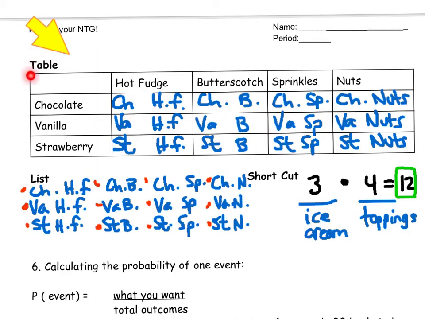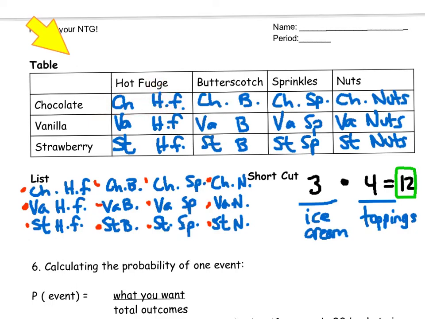Okay, so another way to figure out all of the outcomes is to use a table. Now, I filled out the table partially for you. So on this side, I put the chocolate ice cream, vanilla ice cream, strawberry ice cream. On the top, I put the toppings, hot fudge, butterscotch, sprinkles, and nuts. And then you go to the box and you use both items. So I grab the chocolate and the hot fudge. So one choice is chocolate ice cream with hot fudge.